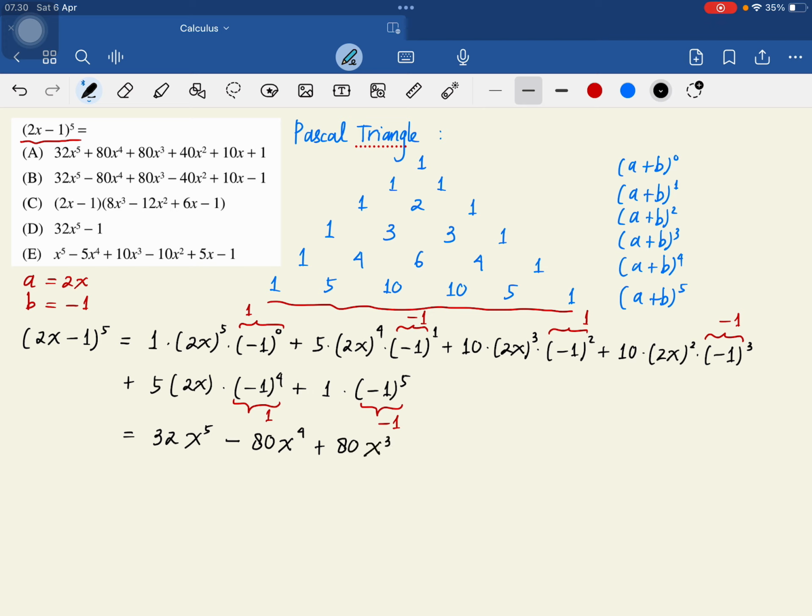Then we can continue. Negative 40x squared. And then we have plus 10x. And then the last we have negative 1. Okay, so I think the correct answer is B. So this is our solution.